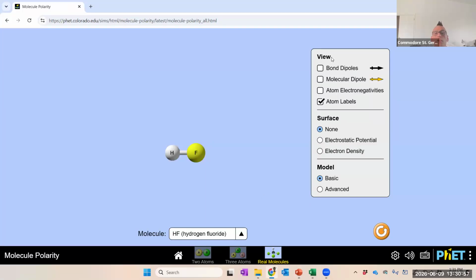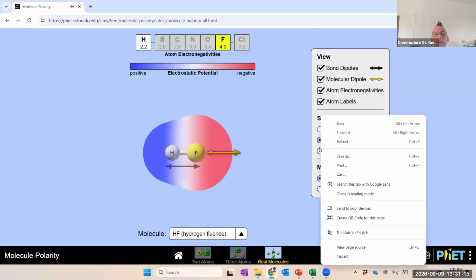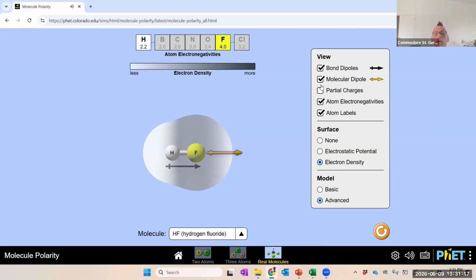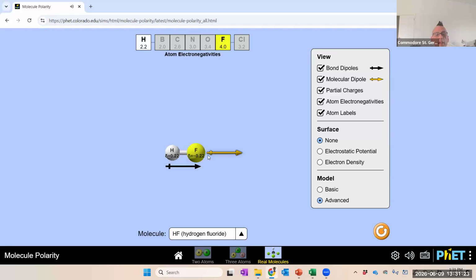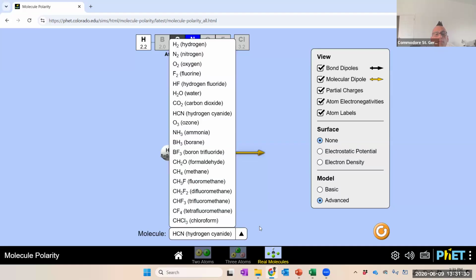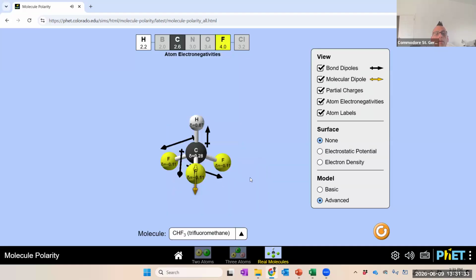So HF, you could draw the bond electronegativities. Sorry. Let's see here. Bond dipoles, molecular dipoles. There's one where you could see, I think you can see the deltas on here. Oh, here you go. Partial charges, right? Let's get rid of this. You can see the delta positive, delta negatives, right? You could pick different molecules, see what they are. You can click through these different options. But yeah, it's a good way to figure out kind of polarity.